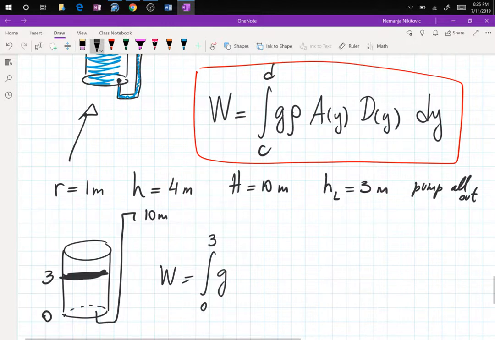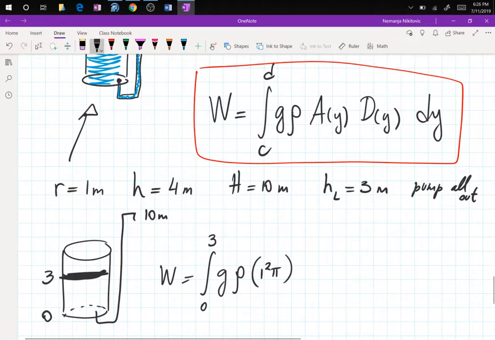So I have my g, I have my rho. Those are constants. Rho is for gas, whatever that number is. It's 1,000 if it's water. And now I have my cross-sectional area expressed in y. Well, it's just a circle, right? The cross-section in this one is just a circle. So that's going to be 1 squared pi, right? r squared pi is the area of the circle, which is the cross-section of your barrel right there.